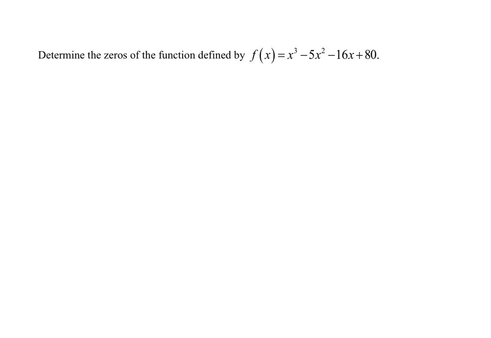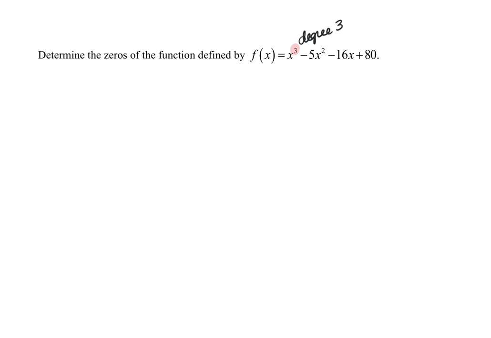Determine the zeros of the function defined by f of x is equal to x cubed minus 5x squared minus 16x plus 80. First off, it is worth noting that this polynomial is degree 3. So we look at the highest exponent of a variable here. That's our degree, and because it's degree 3, that tells us that we're looking for 3 zeros. This polynomial will have 3 zeros.